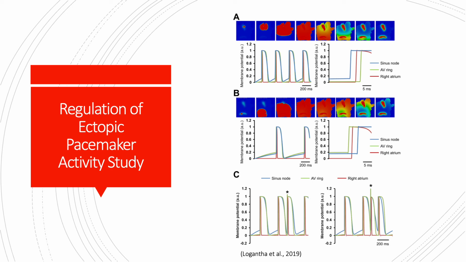A study titled Sinus Node-like Pacemaker Mechanisms Regulate Ectopic Pacemaker Activity in the Adult Rat Atrioventricular Ring by Logantha et al. was conducted to determine if the atrioventricular ring could act as a pacemaker. This group used adult mammalian hearts of Wistar rats to conduct investigations identifying that voltage clock mechanisms underlie ectopic pacemaking in the rats' atrioventricular rings.